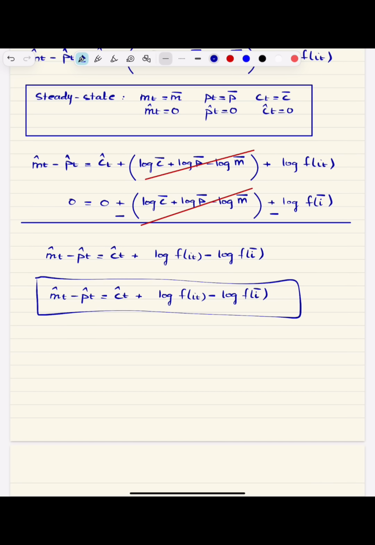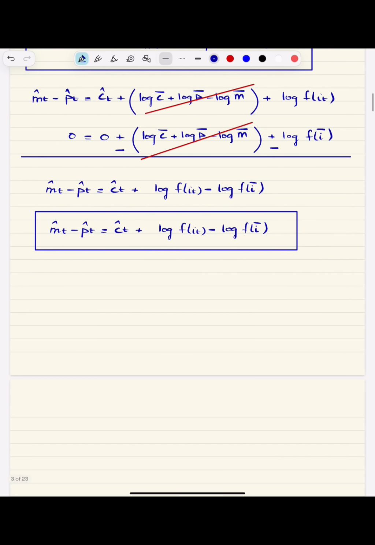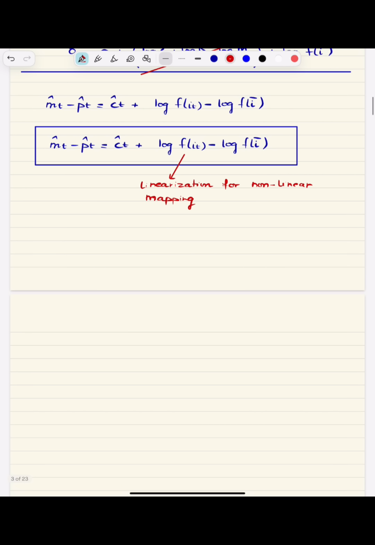Okay, so this is what we get, and now on the final step, we have to find the Taylor expansion of this. Because, remember, we need linearization. Let me just write it down. We need linearization for non-linear mappings.